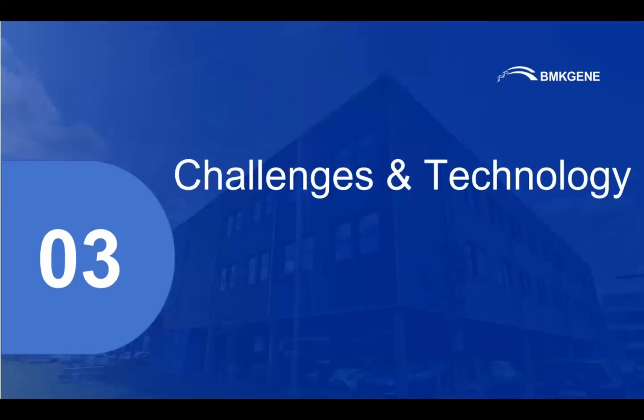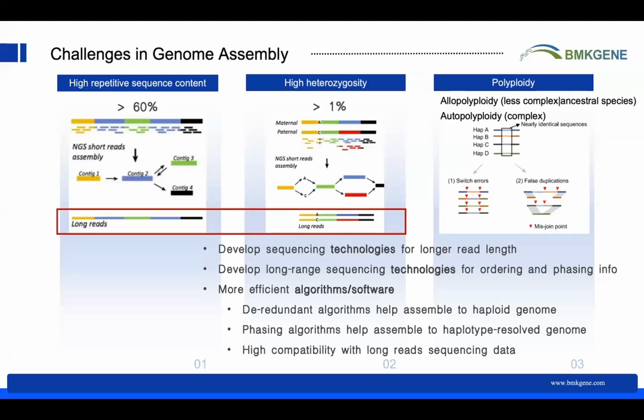So since we know how to describe whether a genome is good or not, the next part we would talk about the challenges in genome assembly and see how our technology is being developed to meet the requirements of genome assembly. The challenges in genome assembly could be described in three parts. One is the high repetitive sequence content. Next one, high heterozygosity, and the last one is polyploidy.